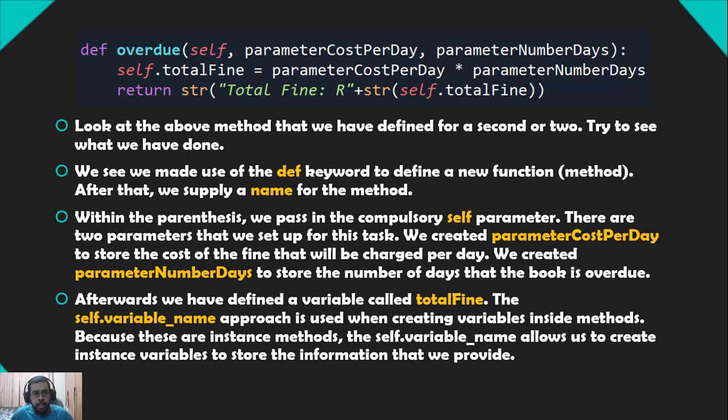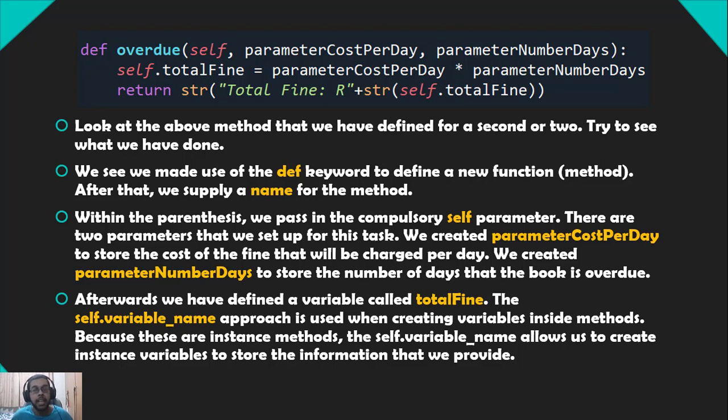Look at the above method that we have defined for a second or two. Try to see what we have done. We see that we made use of the def keyword to define a new function method. After that, we supply a name for the method. Within the parentheses, we pass in the compulsory self parameter. There are two parameters that we set up for this task. We created parameter cost_per_day to store the cost of the fine that will be charged per day. We created parameter number_days to store the number of days that the book is overdue.